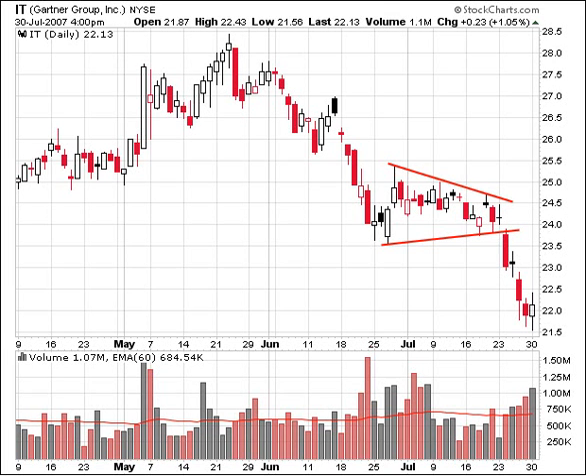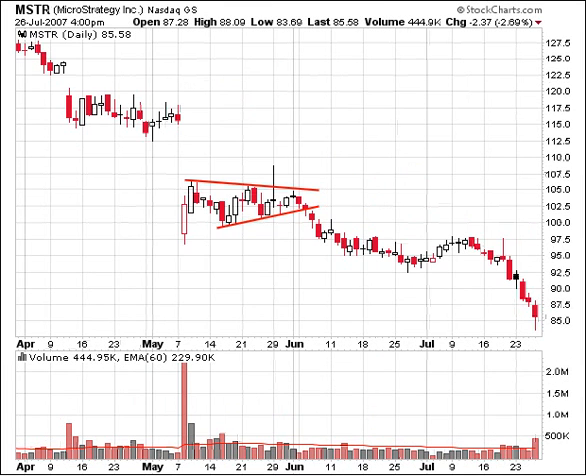Gartner Group, a 4-week pennant within a downtrend. Not only was it a textbook play, but it was the volume surge on the right side of the chart that signaled a bottom. MicroStrategy. The gaps don't discredit the pattern. After all, the stock pauses for 4 weeks within a downtrend, so it's definitely playable when support is taken out.